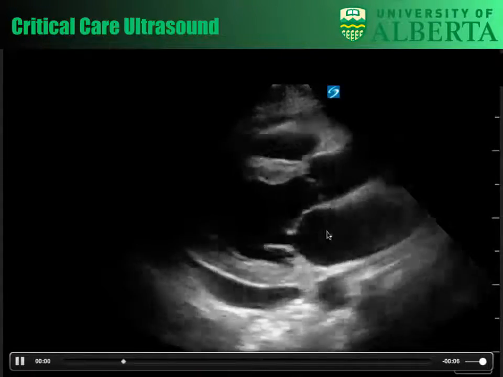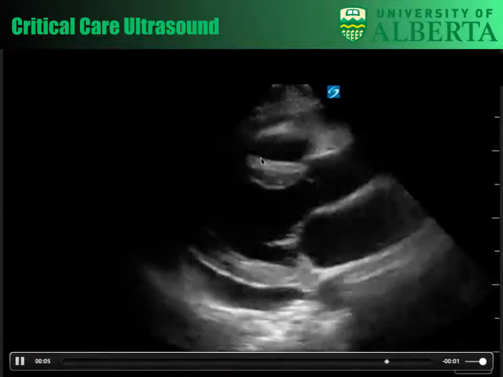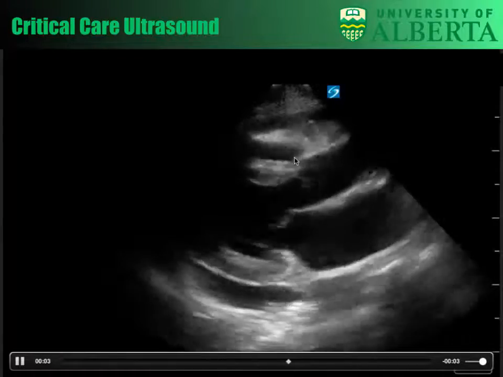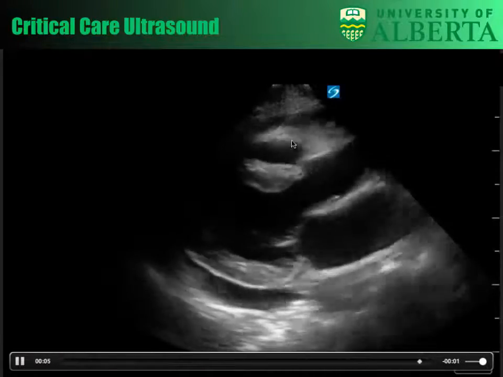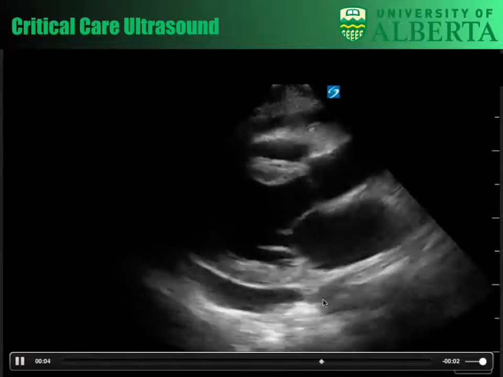So again, left atrium, left ventricle, aortic valve, aorta, RV, RVOT. In this view, it's hard to really comment much on the RV, RVOT here. We can see it moving a lot, but it doesn't really point to any specific features. Again, it's the descending thoracic aorta.